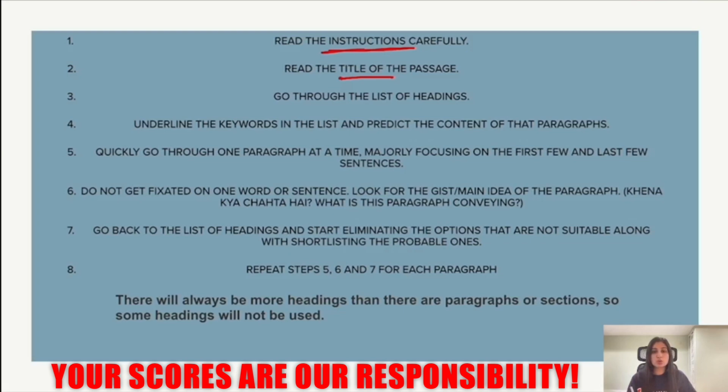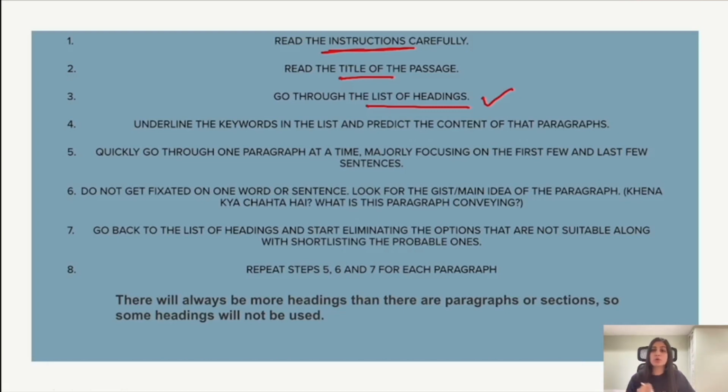Then you have to go through the list of headings. This is very important. A lot of beginners do not know this. What they do is they straight away start reading the paragraphs without going through the headings, which is an absolute blunder, because if you do that, you will not know the context. Again, how will you match something with the paragraph without reading the headings?